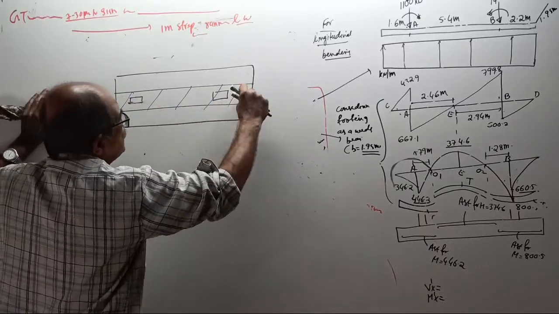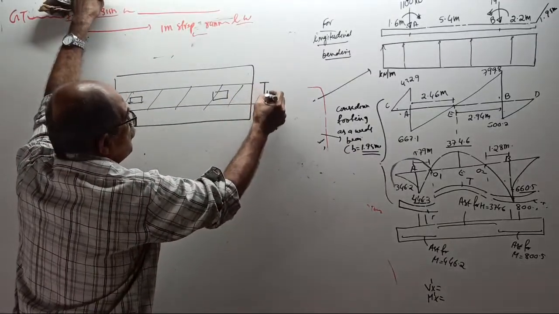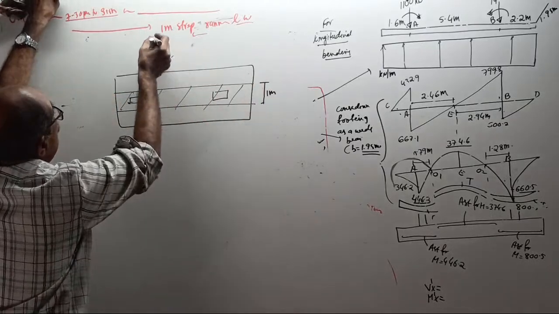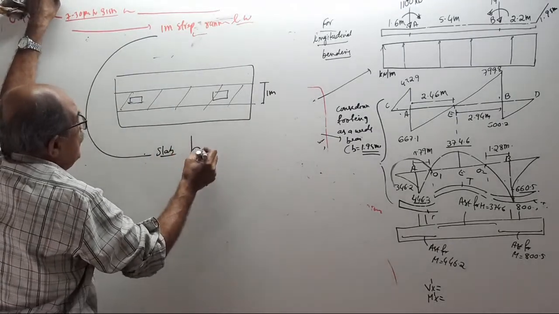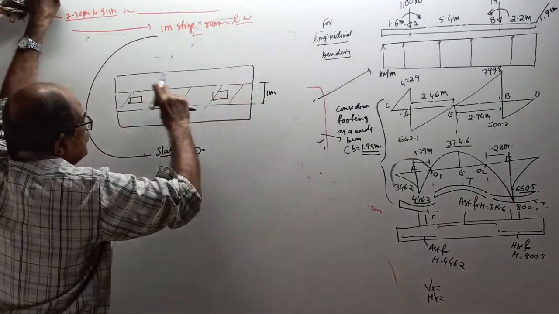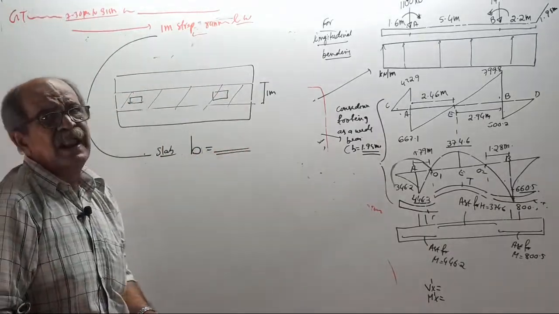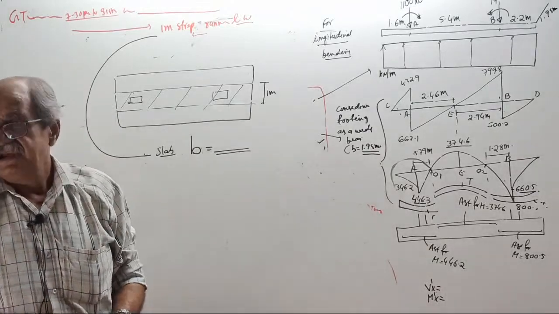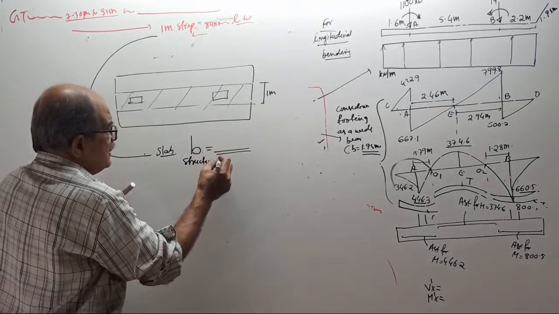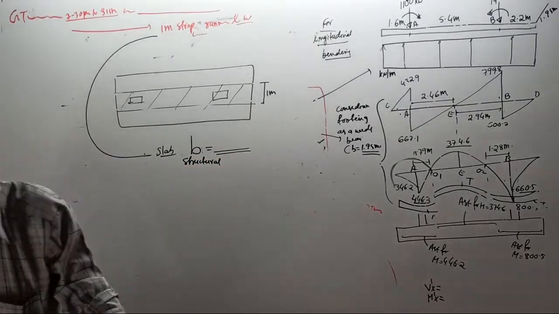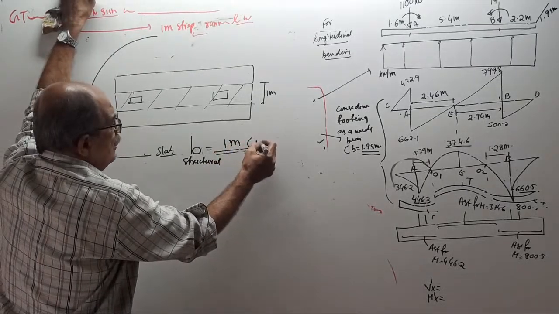See, if you take a very small strip under the column, a more severe effect will come. This way, a 1 meter strip. Now we are back in the slab. So, when you design for this 1 meter strip, tell me what B is equal to. Structural B. What is structural B? 1 meter or 1000 millimeter.